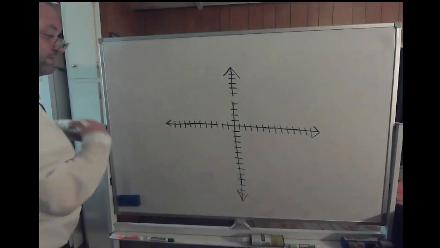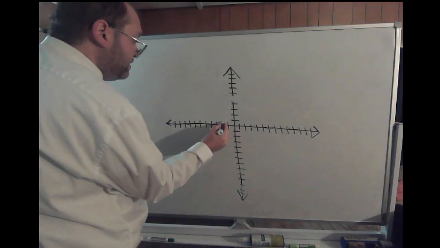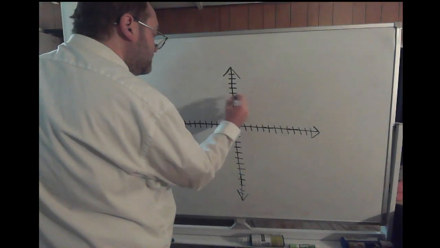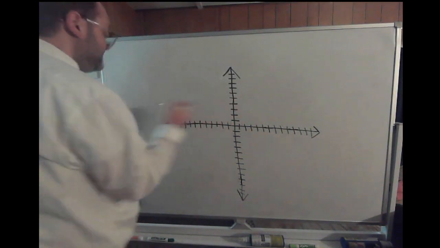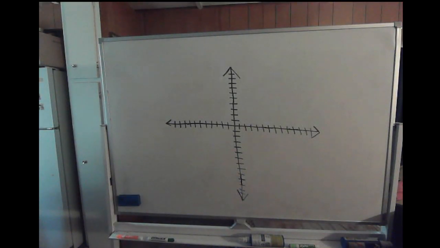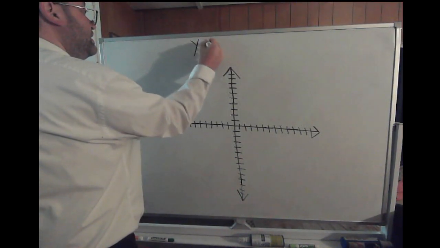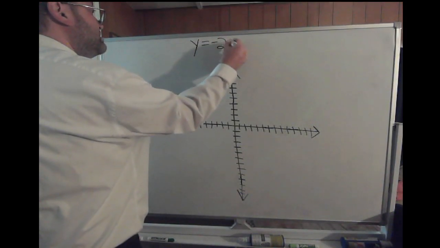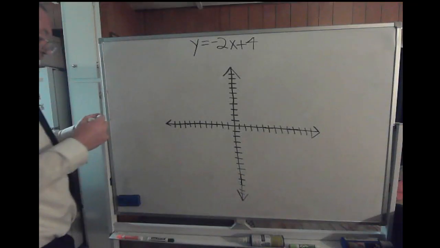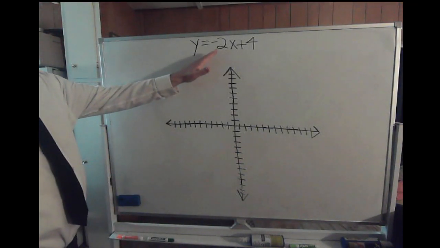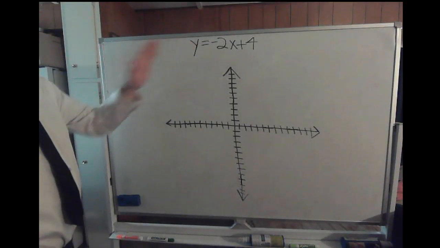Alright, let's fix this coordinate system here. Okay, what's next? So we got y equals negative 2x plus 4. Well, again, this equation is not in standard form. We want to get it into standard form.